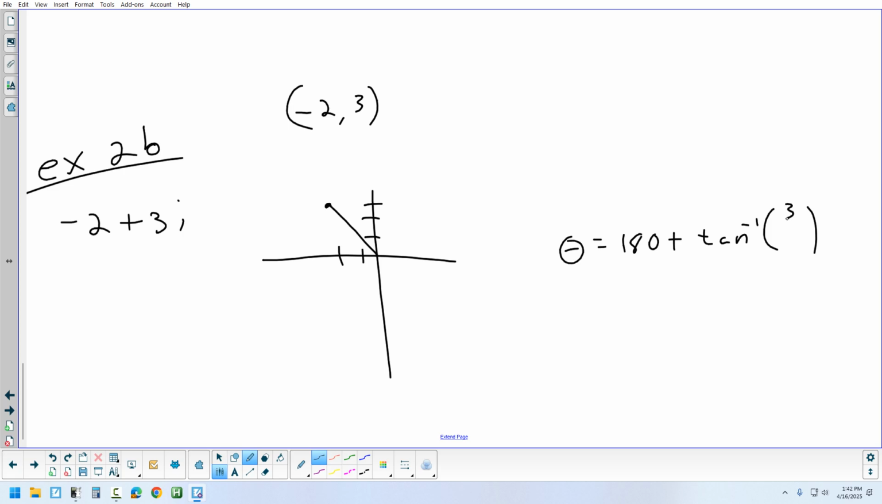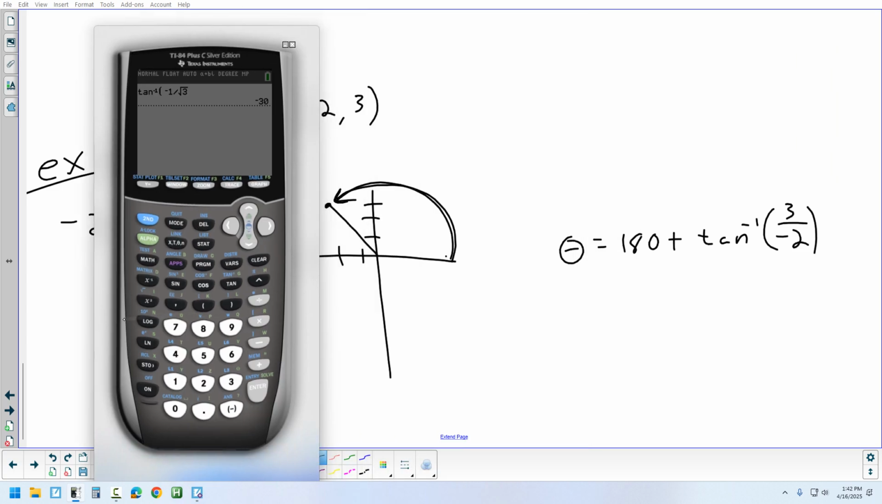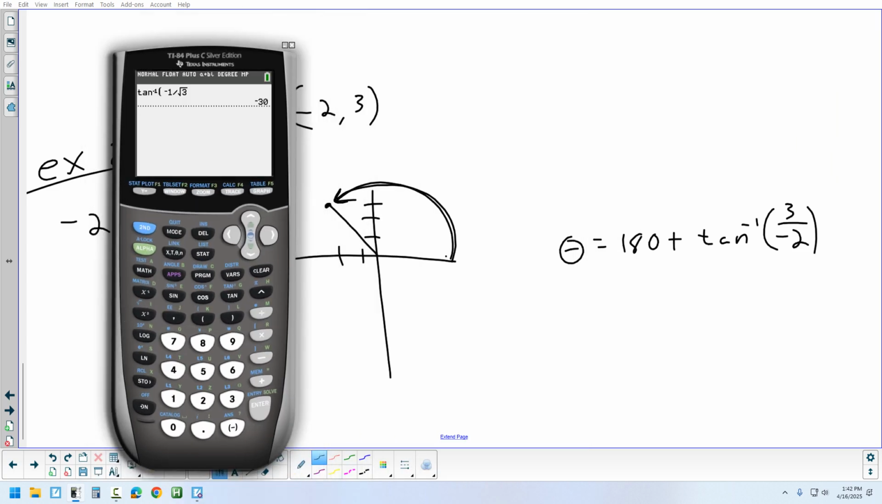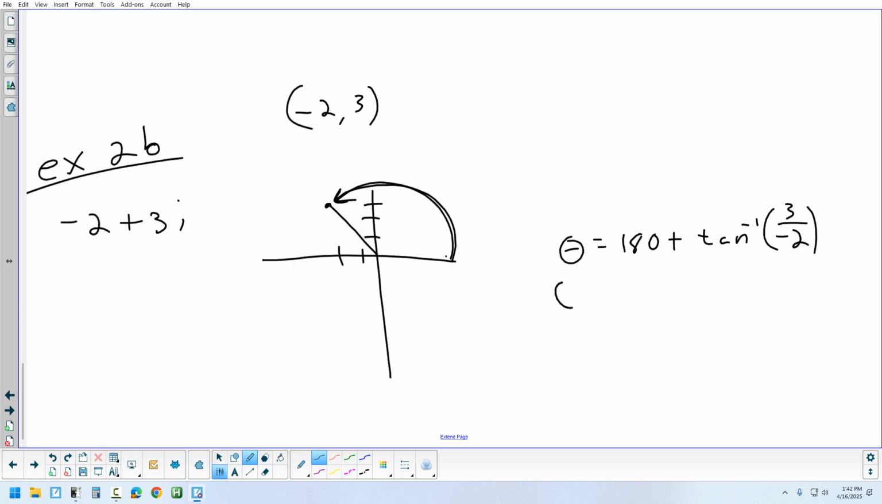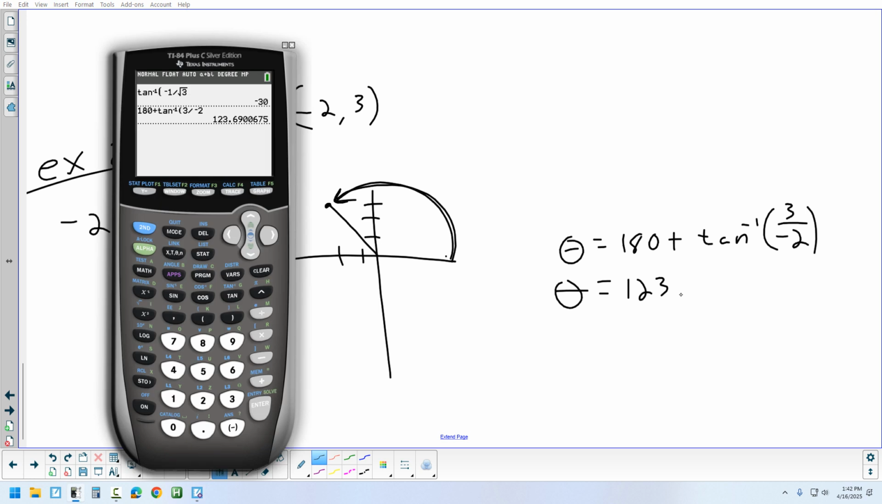Okay, so type that in, and we'll have our angle, which is the rotation from there to there. That's your angle. I thought we had to use the Pythagorean theorem. We do. We haven't done that yet. That's for the other number. We just did it for this one: 180 plus inverse tangent of 3 over negative 2. That's 123.69 degrees. That's your angle.